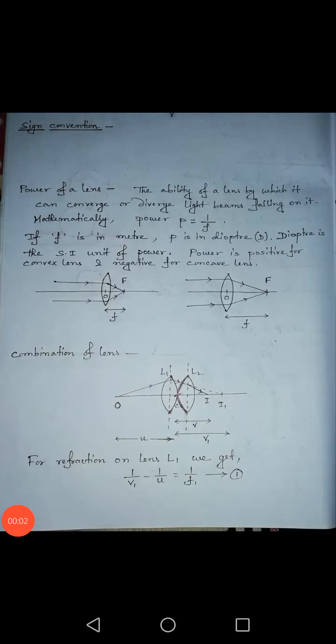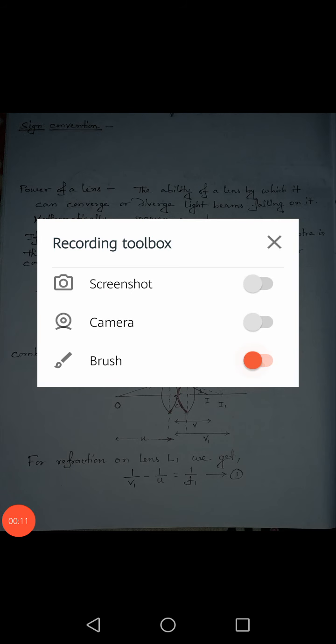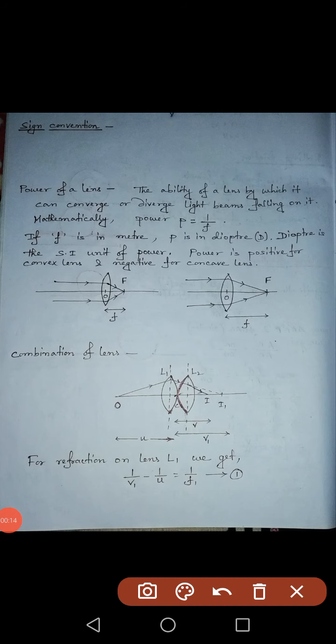In this video we will discuss the power of a lens and then the combination of lenses. But before we go for this, let us discuss sign convention. Generally, for this chapter we will use the Cartesian sign convention. Another one is there, the new Cartesian, but generally we will take the Cartesian sign convention. Now, according to the Cartesian sign convention, the thing is like this.